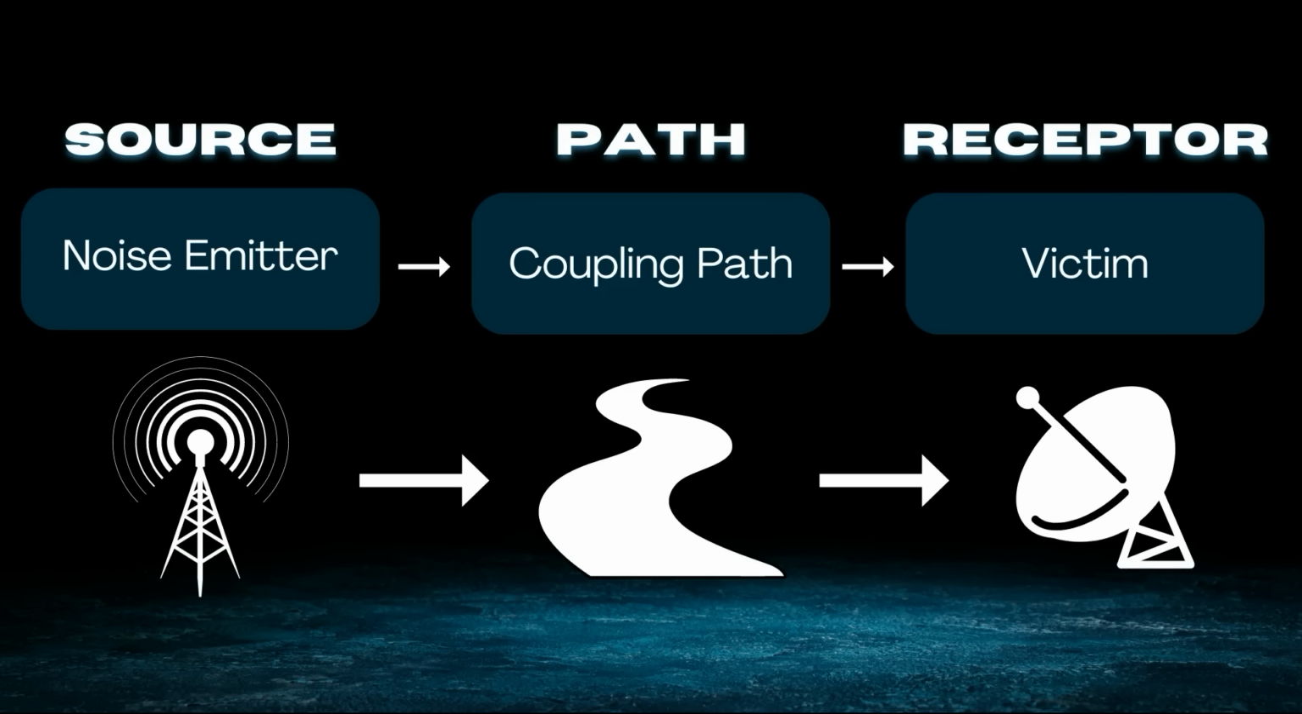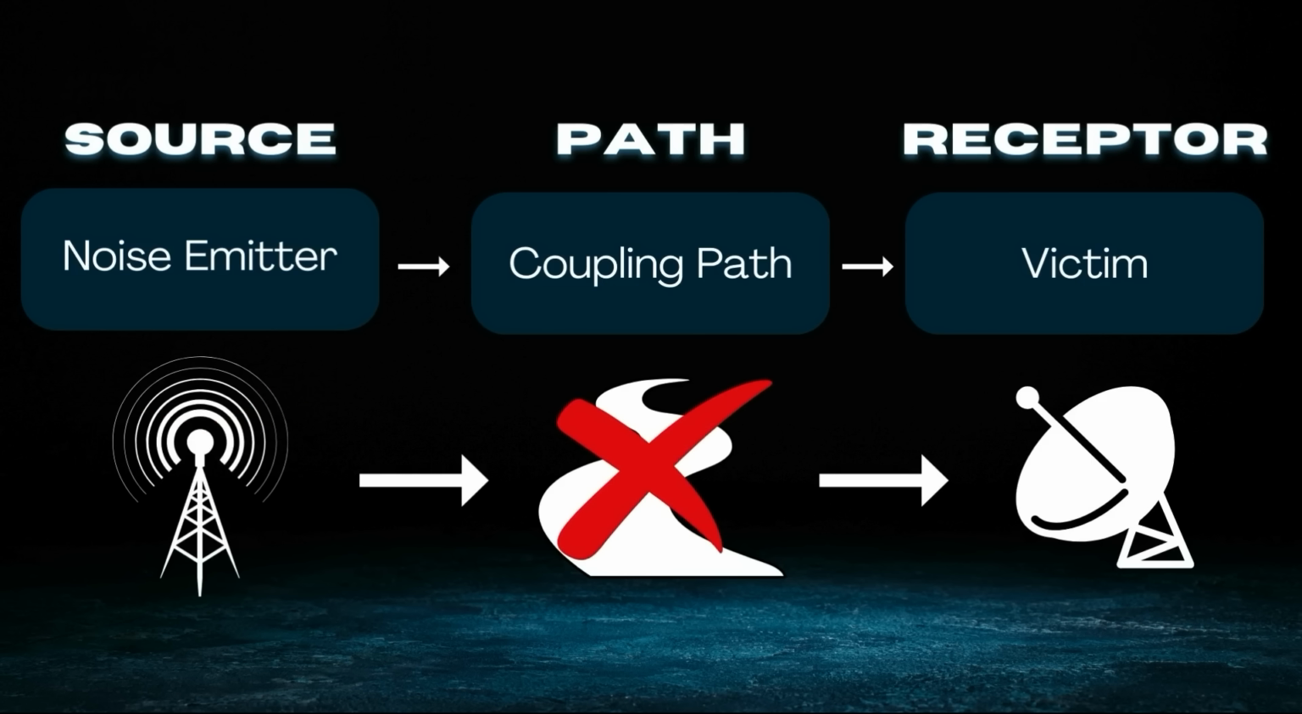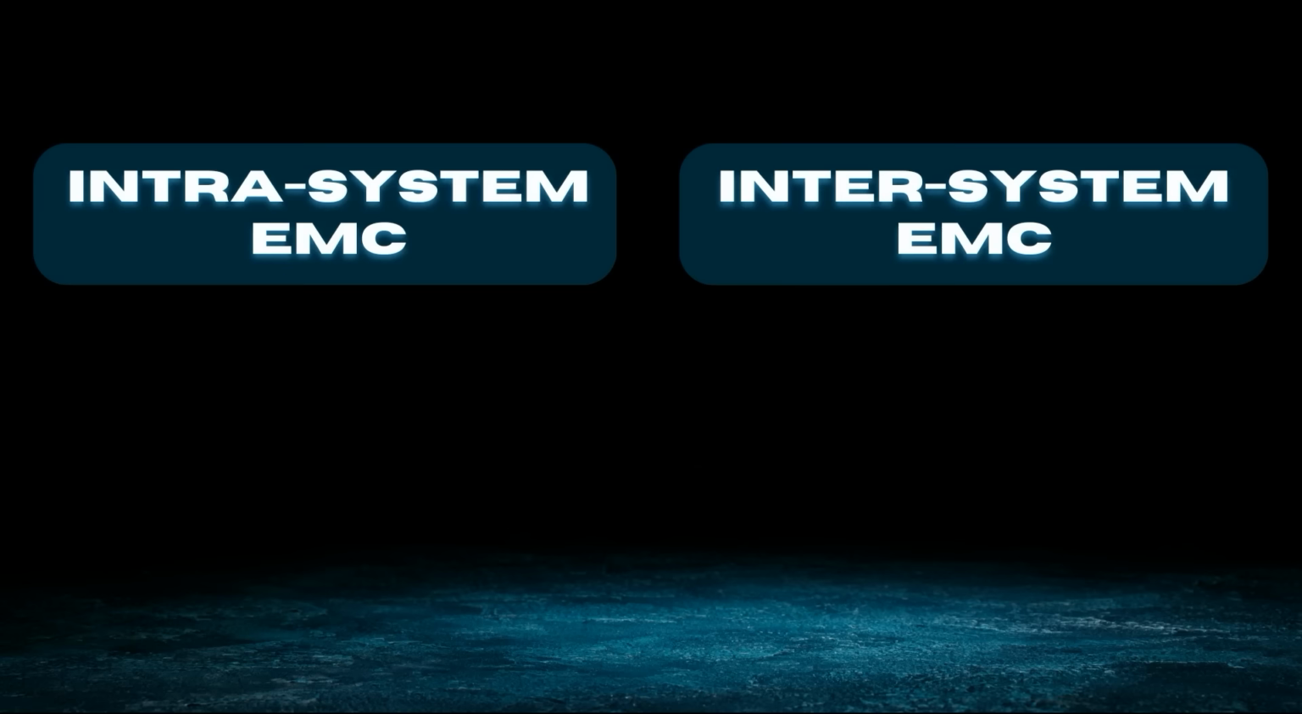From this, we can see that to tackle the EMC problem, we have essentially three ways. 1. To reduce or eliminate the emissions at the source. 2. To reduce the quality of the path where the interference travels. 3. To make the victim less susceptible to interference. To go a level deeper into the explanation, we can already separate EMC into two approaches: intrasystem EMC and intersystem EMC.